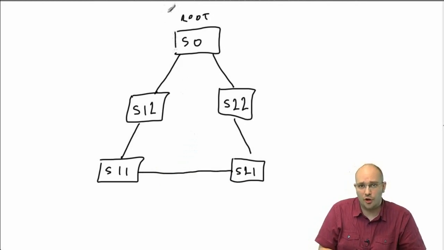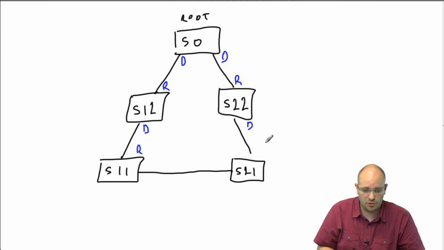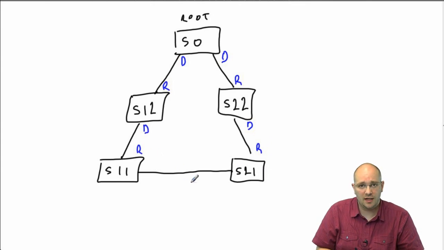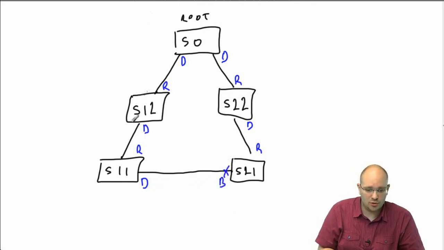This is the converged spanning tree topology. On switch 0, we have 2 designated ports. On switch 1, 2, this is the root port, and on switch 2, 2, this is the root port. This is a designated port, this is a designated port, this is a root port, this is a root port. Now, for this link here, let's assume that the lower switch number means the lower bridge ID. So this here would be a designated port, and this here would be a blocking port. Now, let's say that to switch 1, 1, we have some host A connected.